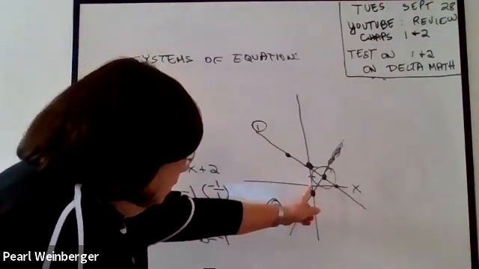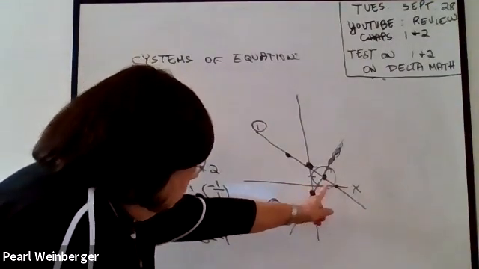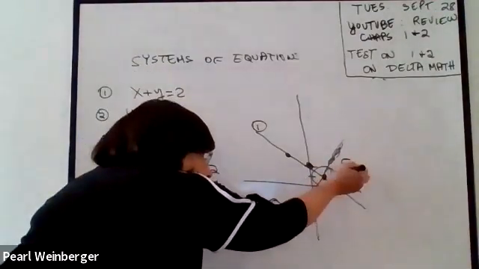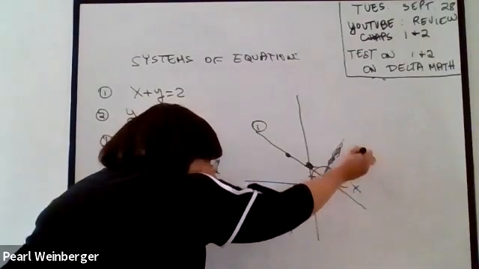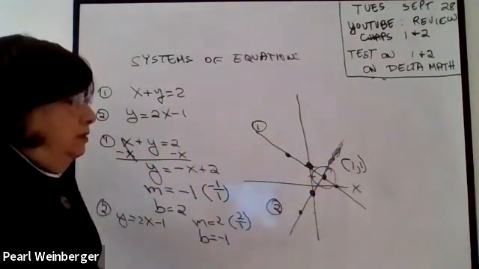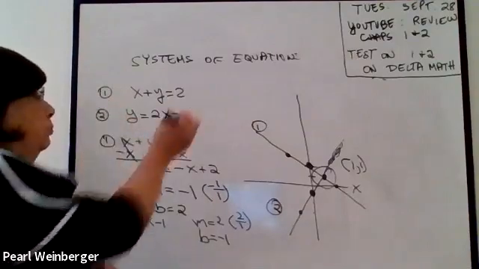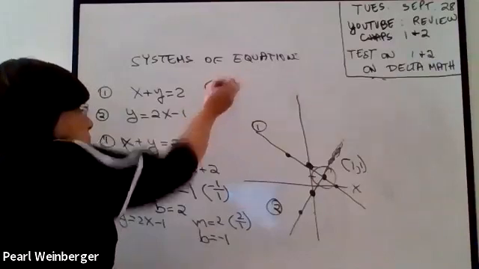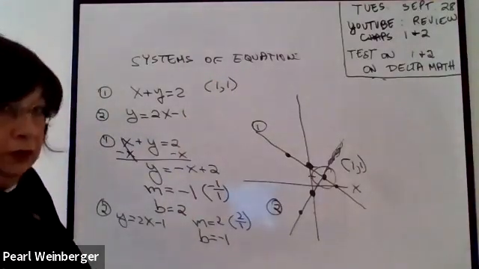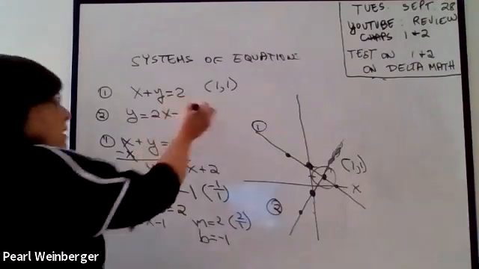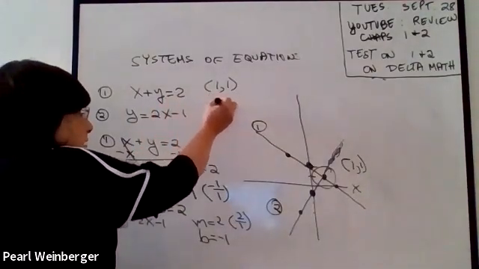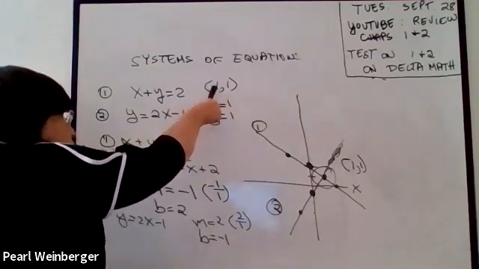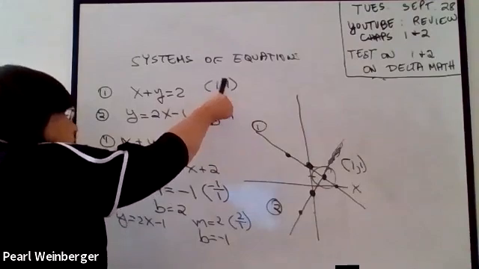Now, if I look at it, it looks like I'm going one to the right and one up to get to this point. In other words, it looks like the point 1, comma 1. If I asked you, what is the solution of the system of equations, you can write it in two ways. You could write the solution is (1, 1), or you can say it separately, x equals 1, y equals 1. Remember, it's an ordered pair, so the first number is always the x, the second number is always the y.